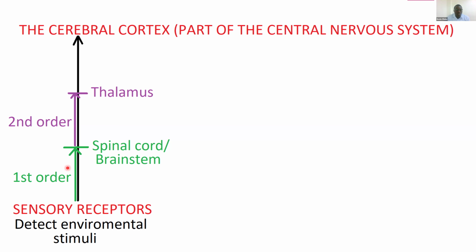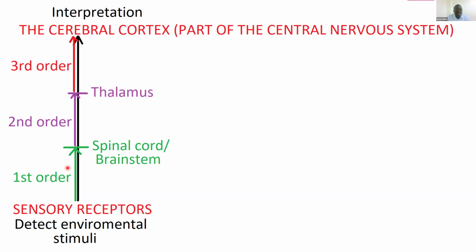Remember, one thing that the second neuron does is that it decussates, crosses over to the opposite side. The third order neuron, otherwise known as the tertiary sensory neuron, is the one that arises from the thalamus to the cerebral cortex, a region where a number of things are going to occur. So the third order neurons are the ones that constitute what we call the thalamocortical projections or radiations.